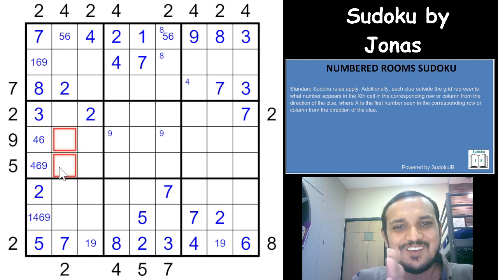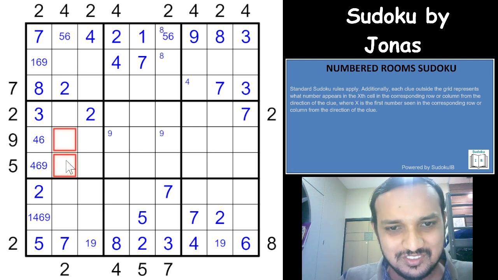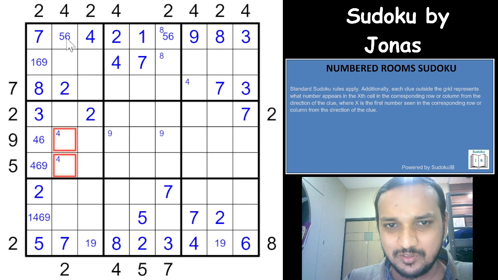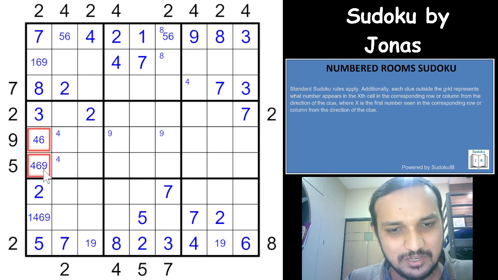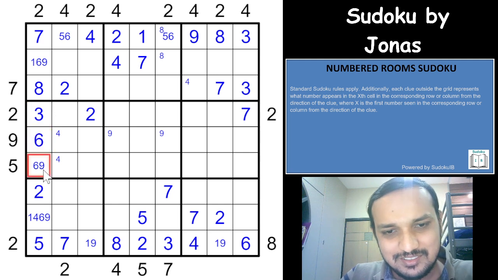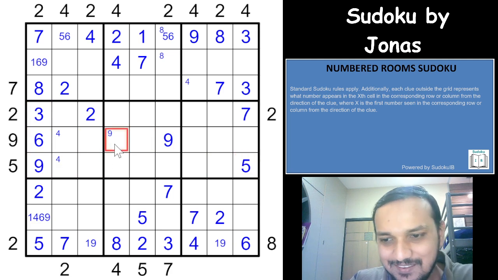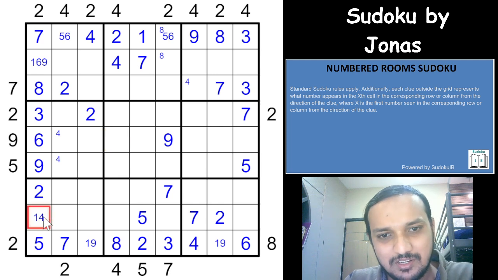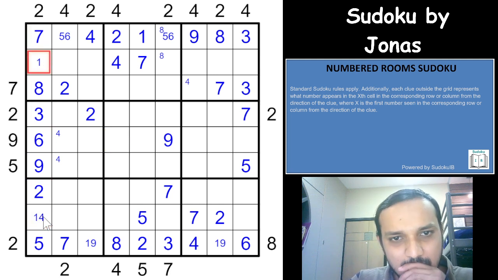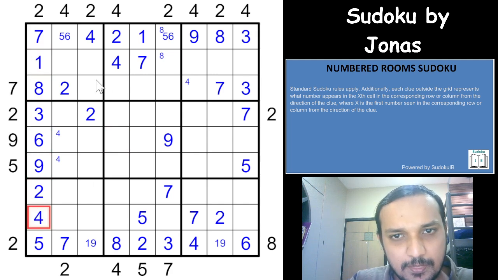Wow. The 5th or 6th cell would have to be a 4, because of the 5, 6 candidate here, which means 4 gets eliminated from both of these cells. This is 6, that is 9, that is 9, that is 5. Wow, that is amazing. So eliminate 6, 9 from these cells, and that gives you a 1 and a 4 here.